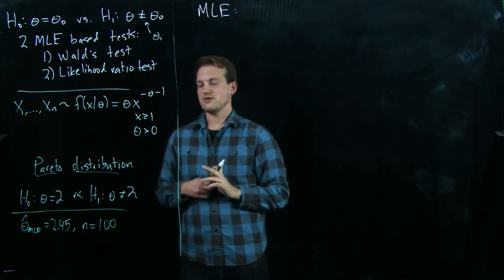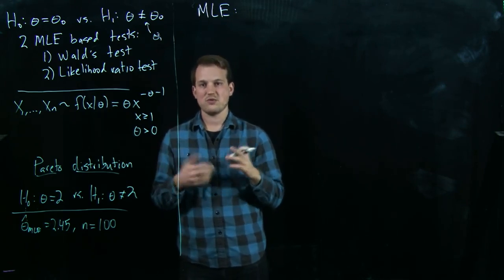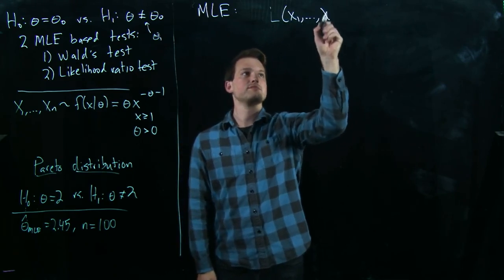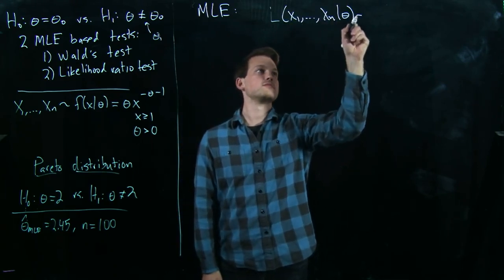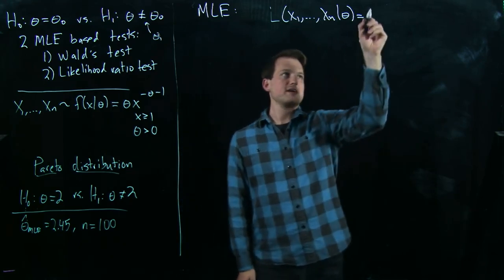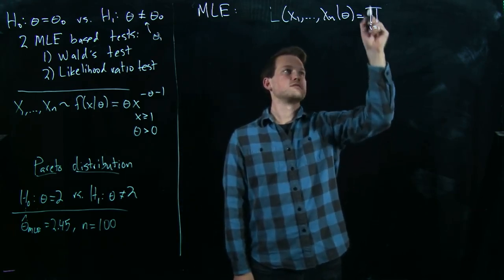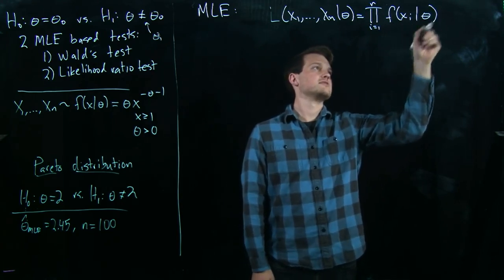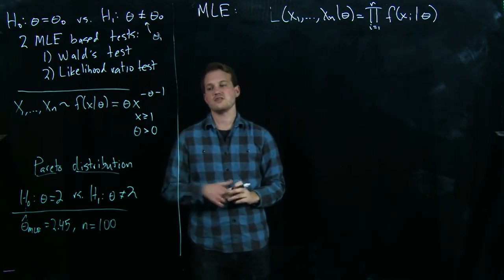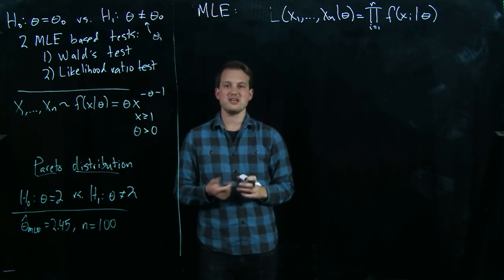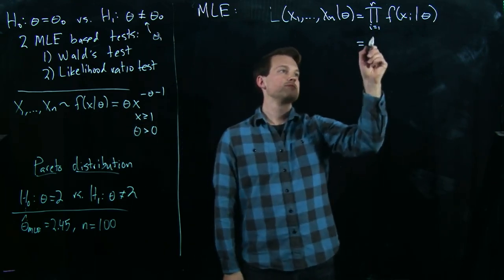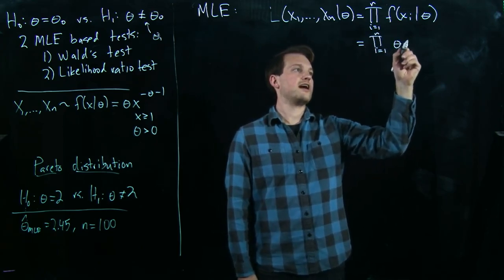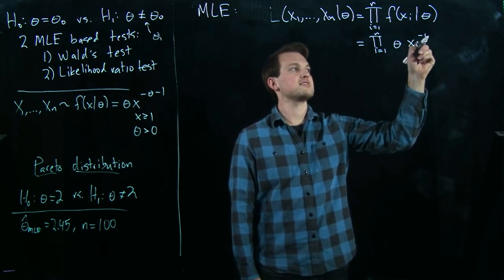So to find the MLE, we first need to write down the likelihood, right? The function that we want to maximize. So the likelihood of our data, given theta, right, is just going to be the product of the probabilities of each of the xi's, given theta. Right, so just the product of the individual densities of each xi. Plugging in the form of the function, it's theta xi to the minus theta minus 1.